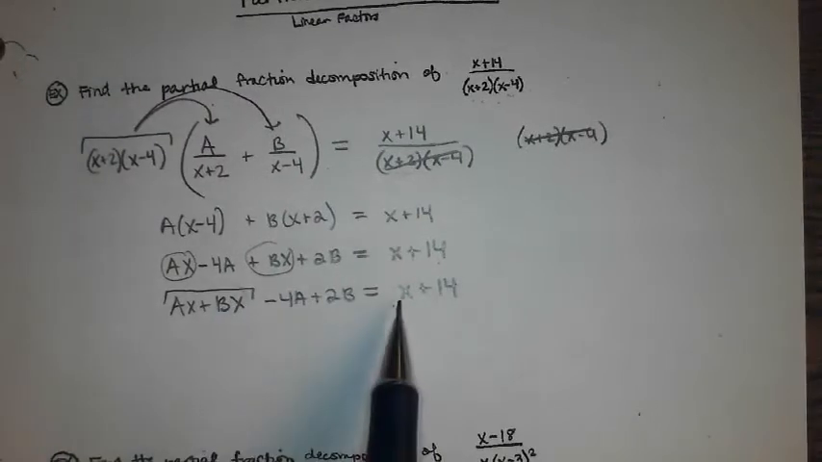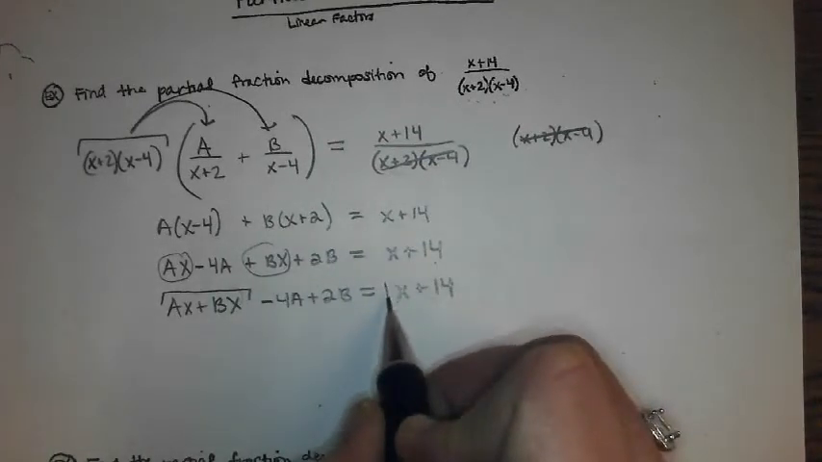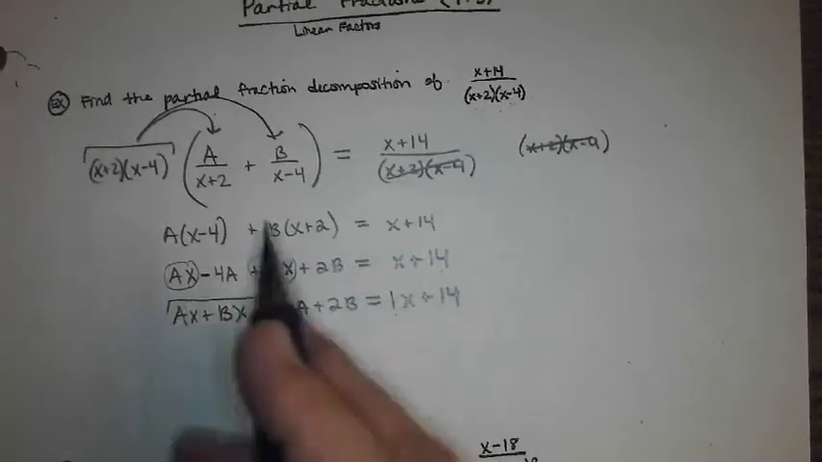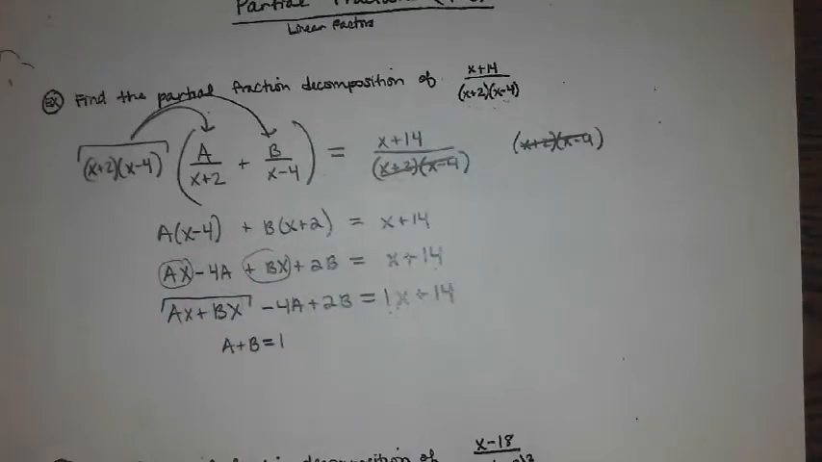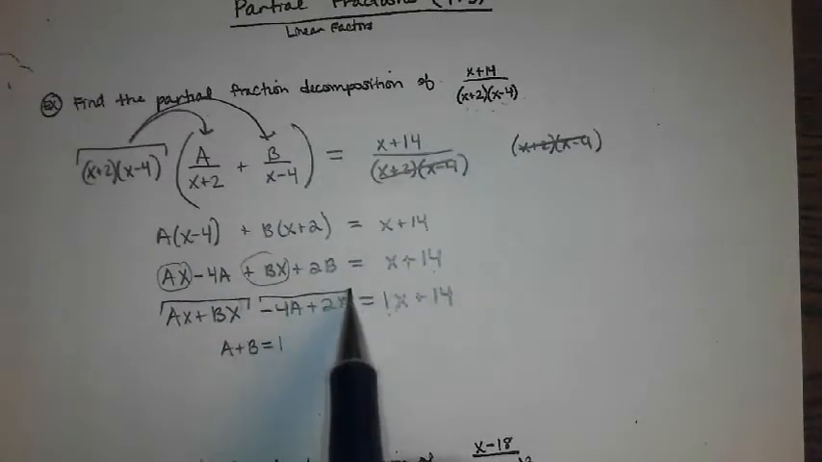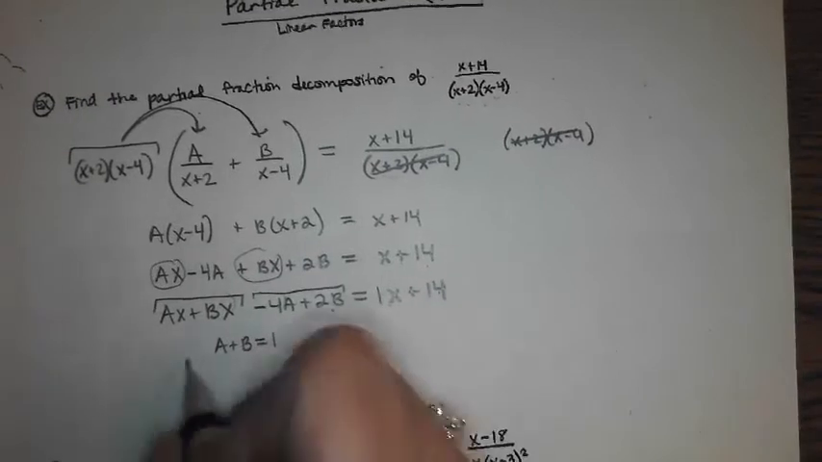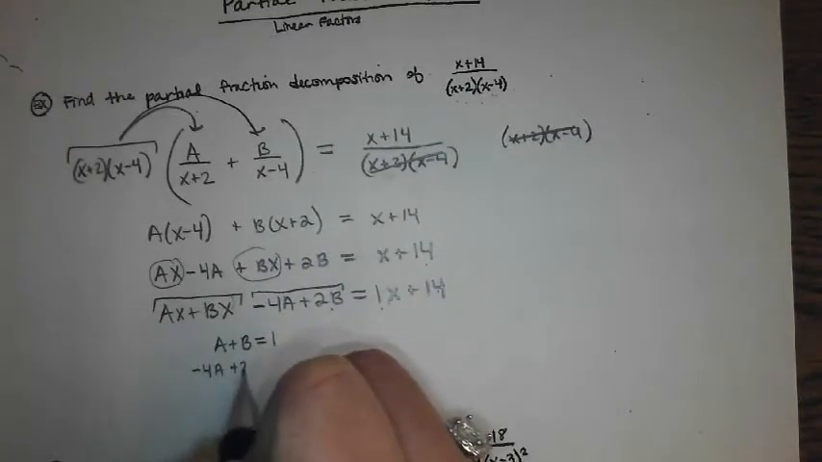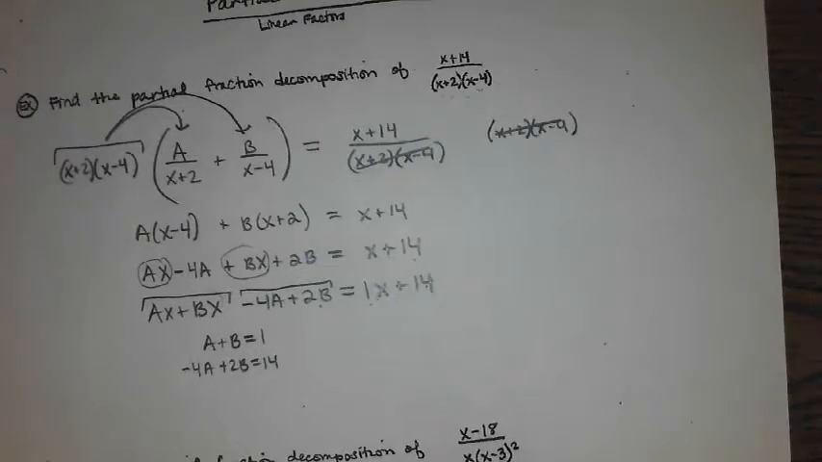How many x's should we be having on the left? 1, right? In order for these to be equal, that's 1x. So A plus B should equal 1. And then your constants should be adding to be what? 14. So they match the right-hand side. So negative 4A plus 2B equals 14. And there's your system. It's only two equations, so it's easier.